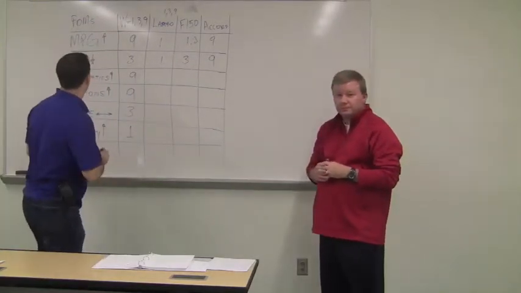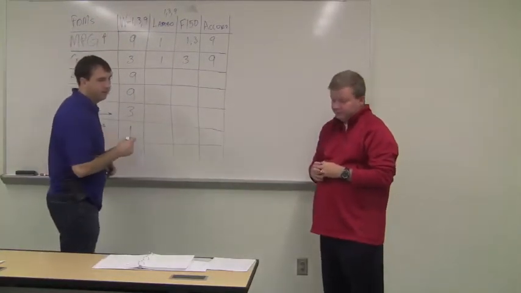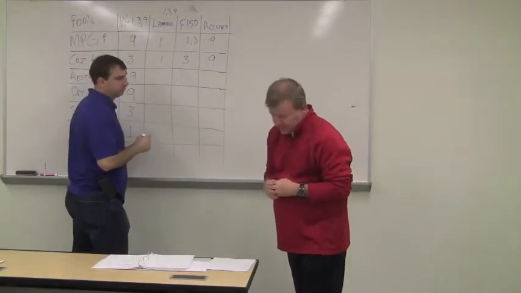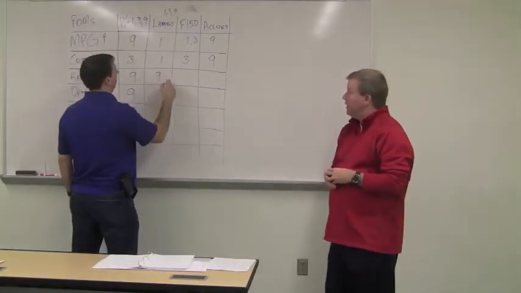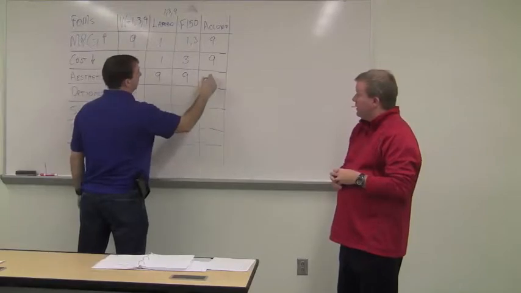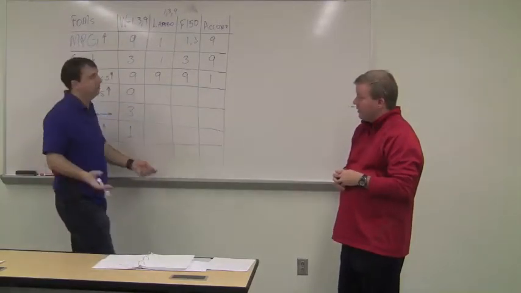Good. So aesthetics. All right, aesthetics. This is going to be fun. So what do we got? 9, 9, 1. So yeah, the Lambo is a 9. F-150 is a 9, and the Accord, let's be honest, is a 1. They're all right, but you know.